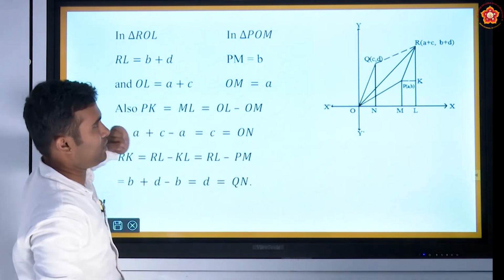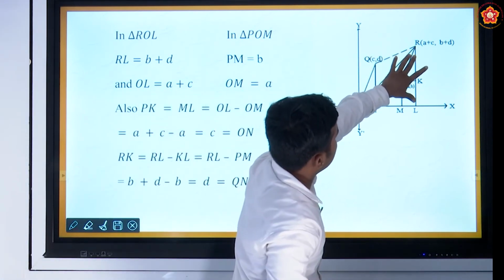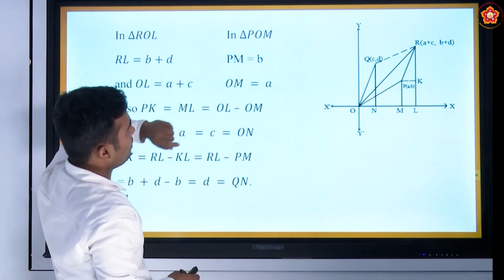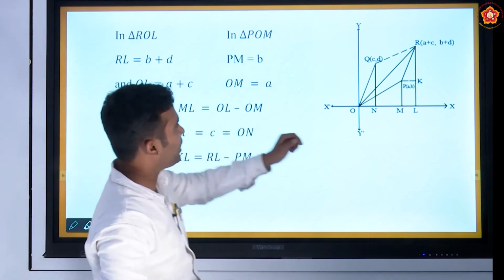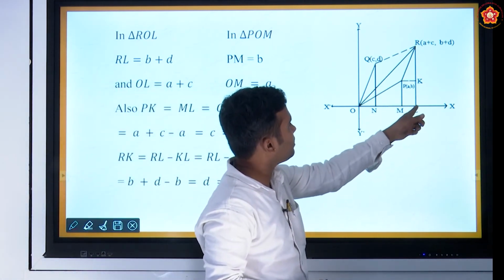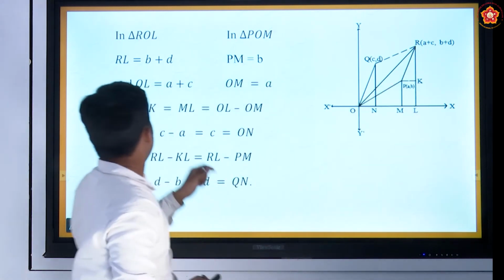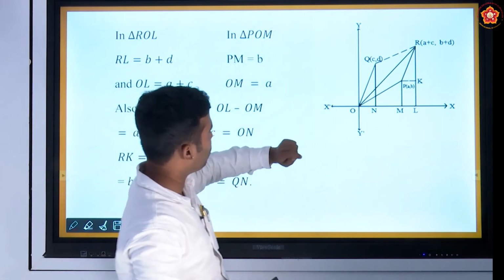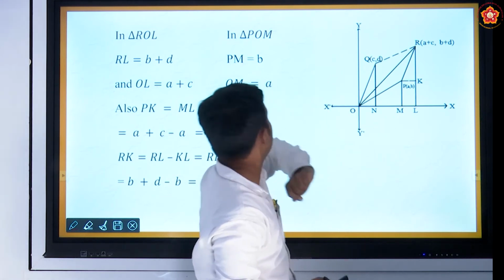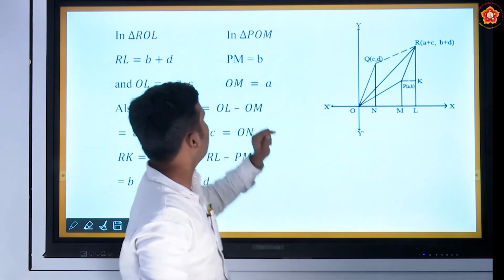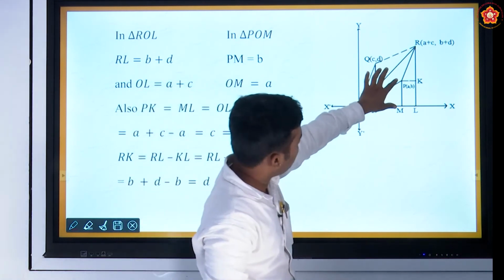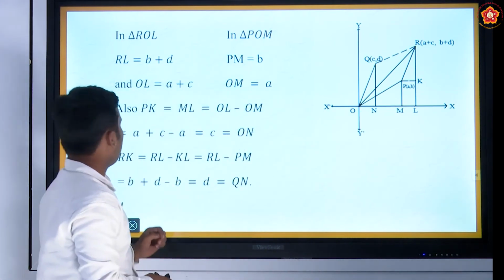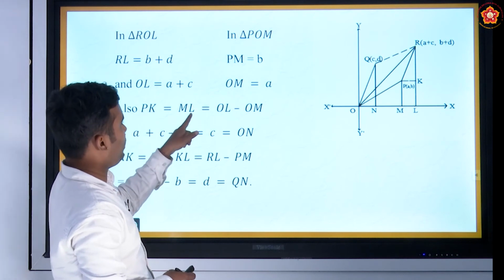Now from the triangle ROL, we say that RL is equal to B plus D. And OL is nothing but A plus C. And from another triangle, POM, PM is equal to B and OM is equal to A, and also PK will be equal to ML.